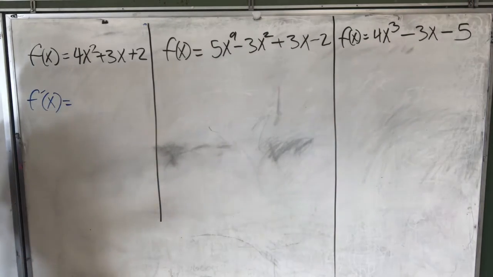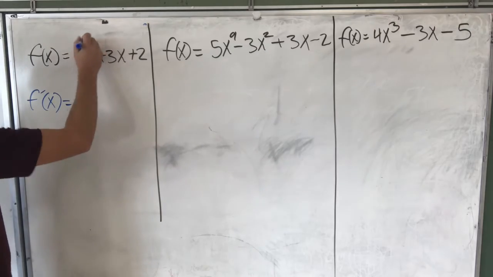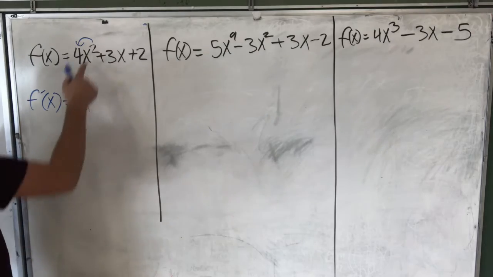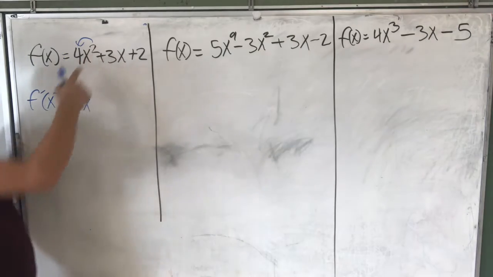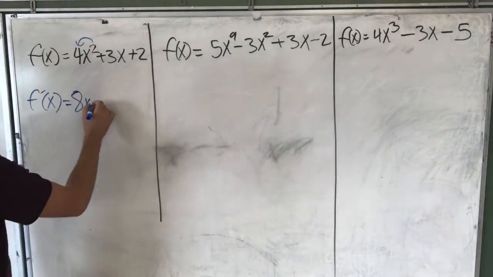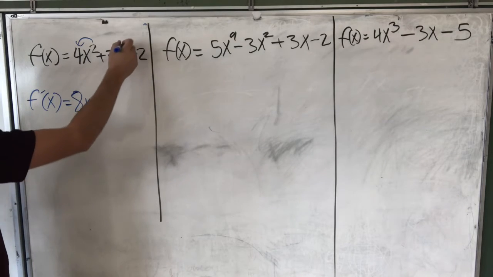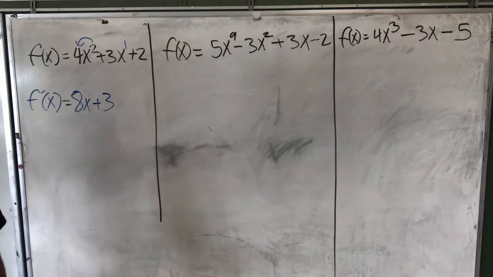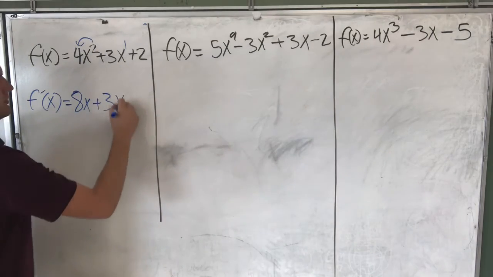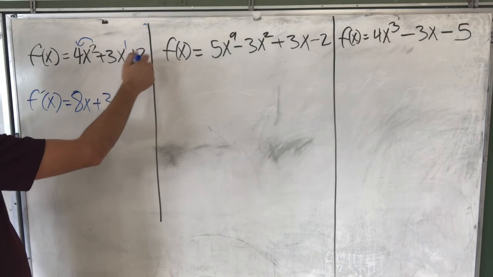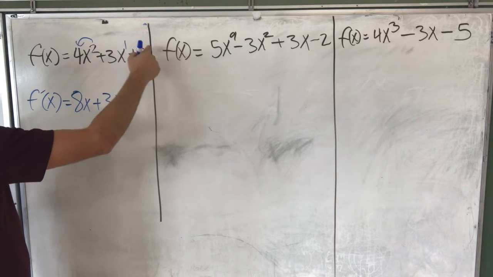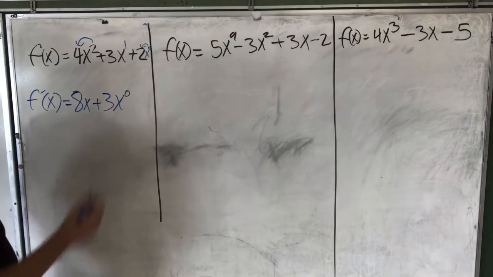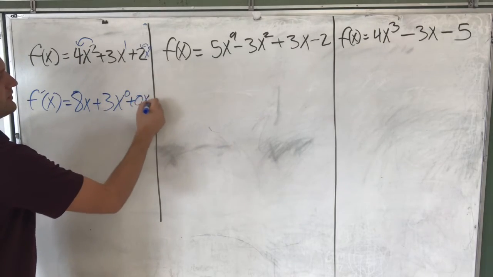So we're going to follow the same pattern that we've been doing. What's 2 times 4? 8. What happens when you minus 1 from the 2? Oh, you're just left with 1. Perfect. Plus 1 times 3 is 3. What happens when you subtract 1 from 1? You get 0. And finally, this is to the 0th power. What's 0 times 2? Ooh, it's 0. 0x to the negative 1.